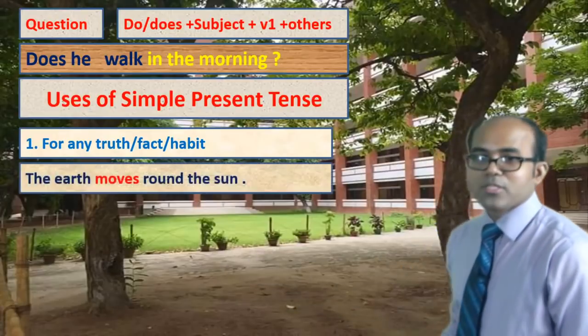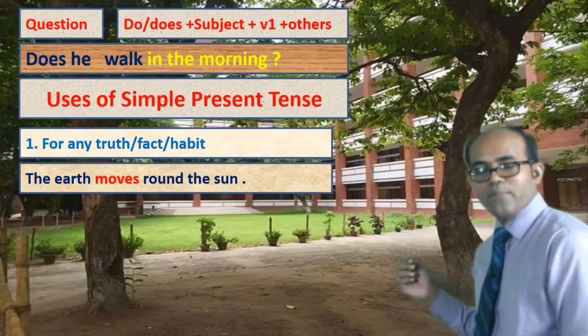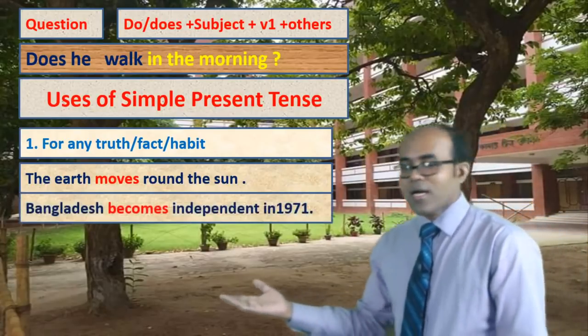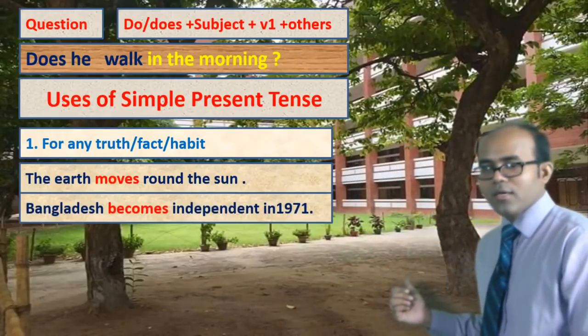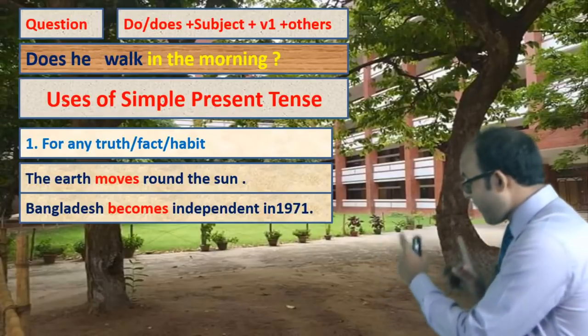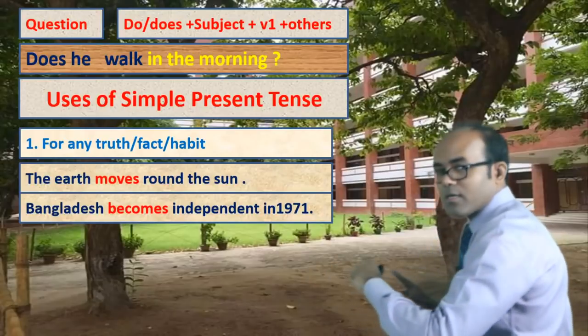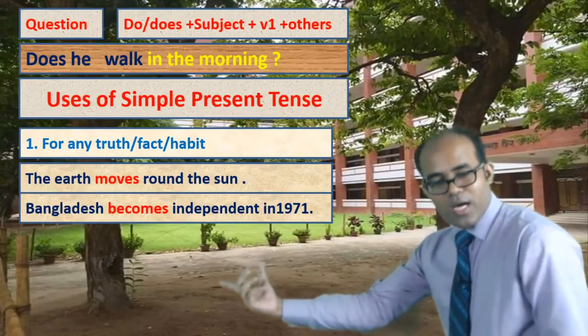Now look at the example. See here, the earth moves around the sun. It may not change in our life. It never changes. Bangladesh becomes independent in 1971. Historical truth. The time is mentioned, you see, but I am expressing here historical truth. So I can use becomes.